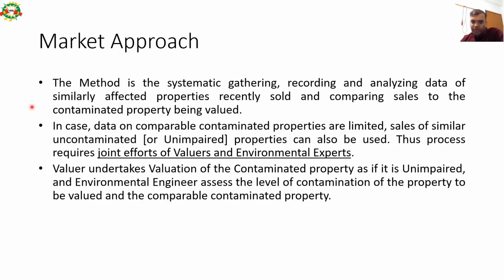If I have a property which is contaminated, I'll try to find out data pertaining to other properties. It is quite possible under certain scenarios that there is a series of properties which have been contaminated, right? So if I'm getting adequate data as a valuer, with a number of sale instances of similarly contaminated properties, I can directly use that with the help of the market approach. However, normally I do not get that data.